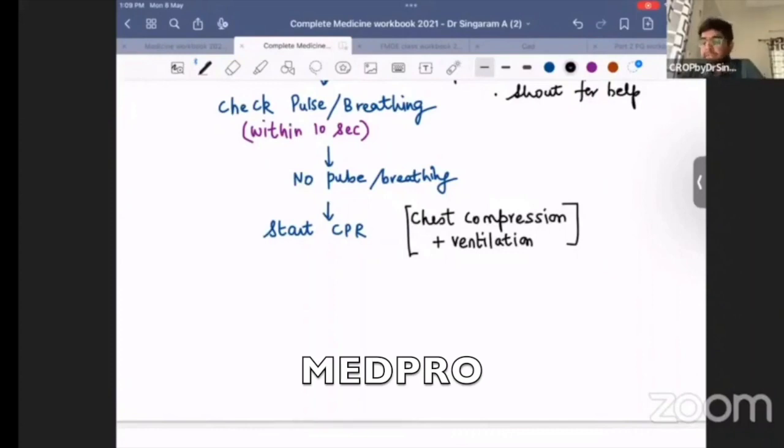For example, if the patient is breathing but there is no pulse, you can do only chest compression. That is also okay. But what I am talking about is the usual situation where there is no pulse as well as no breathing. So compression should be combined with ventilation, like bag and mask ventilation.